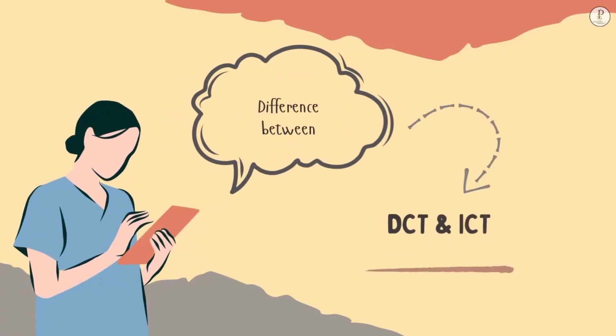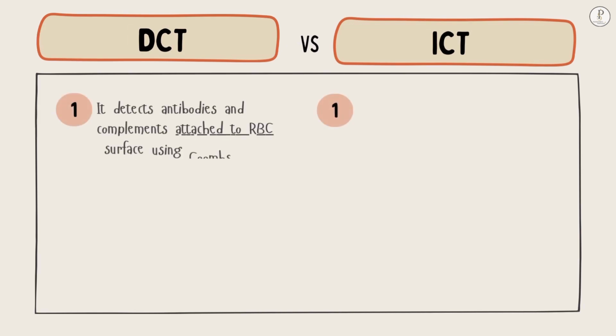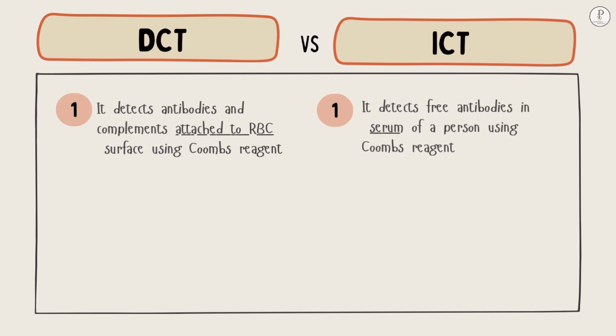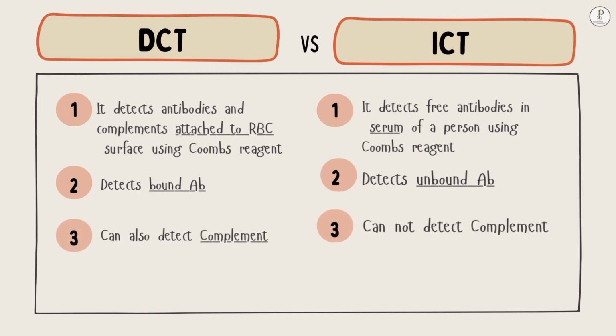Difference between direct COOMBS test and indirect COOMBS test. Here are 6 points. DCT detects antibodies or complements attached to RBC surface using COOMBS reagent. ICT detects free anti-RBC antibody in serum of a person using COOMBS reagent. DCT detects bound antibody. ICT detects unbound antibody. DCT can detect complement. ICT cannot detect complement.